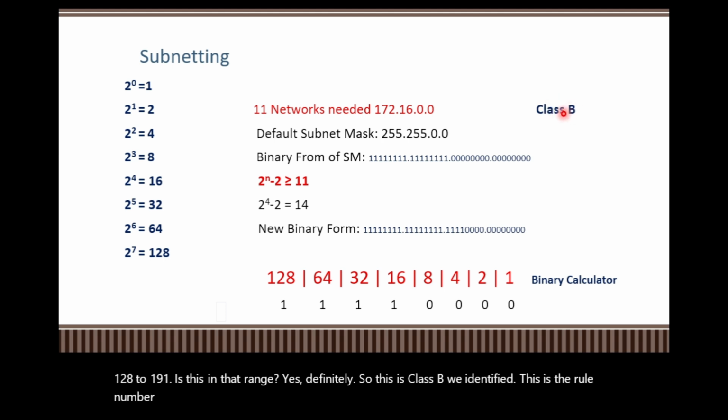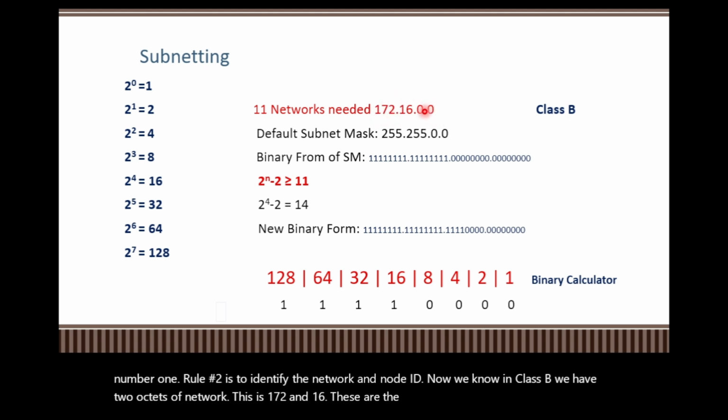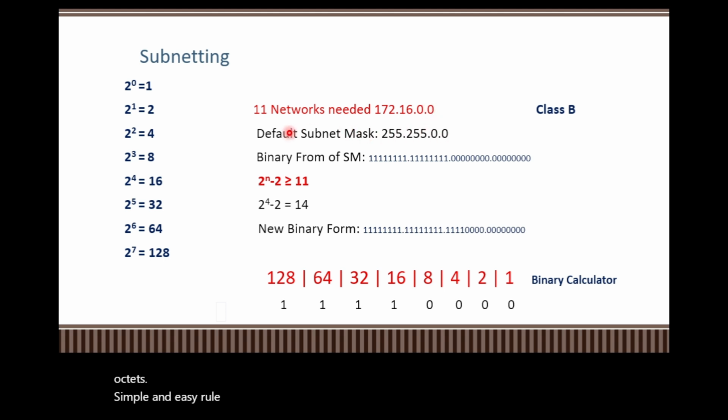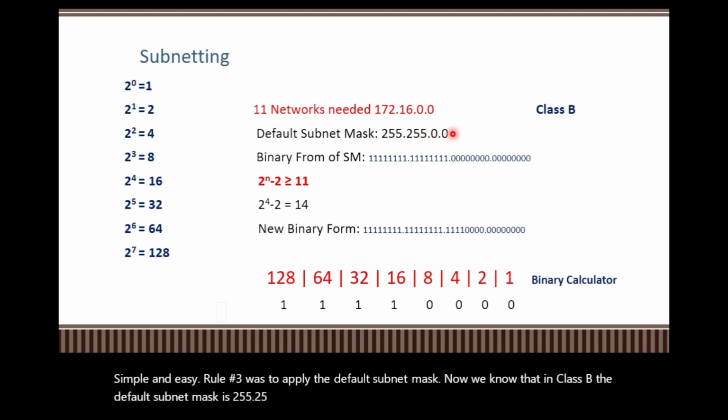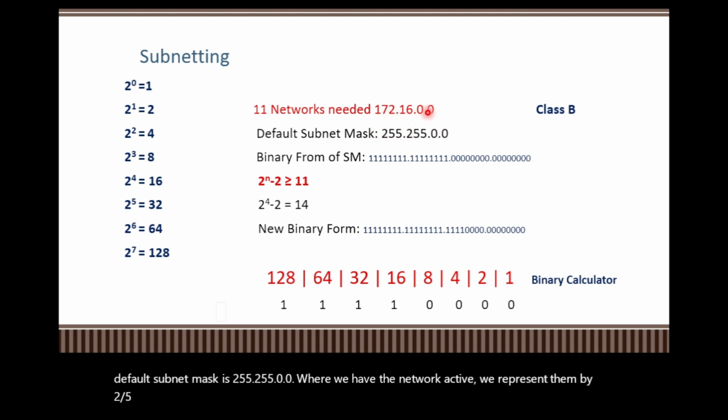Rule number two is to identify the network and node ID. We know in class B we have two octets of network. This is 172 and 16. These are the network octets, and these are the host octets. Simple and easy. Rule number three was to apply the default subnet mask. In class B the default subnet mask is 255.255.0.0. Where we have the network octets, we represent them by 255. Where we have the host octets, we represent them by 0.